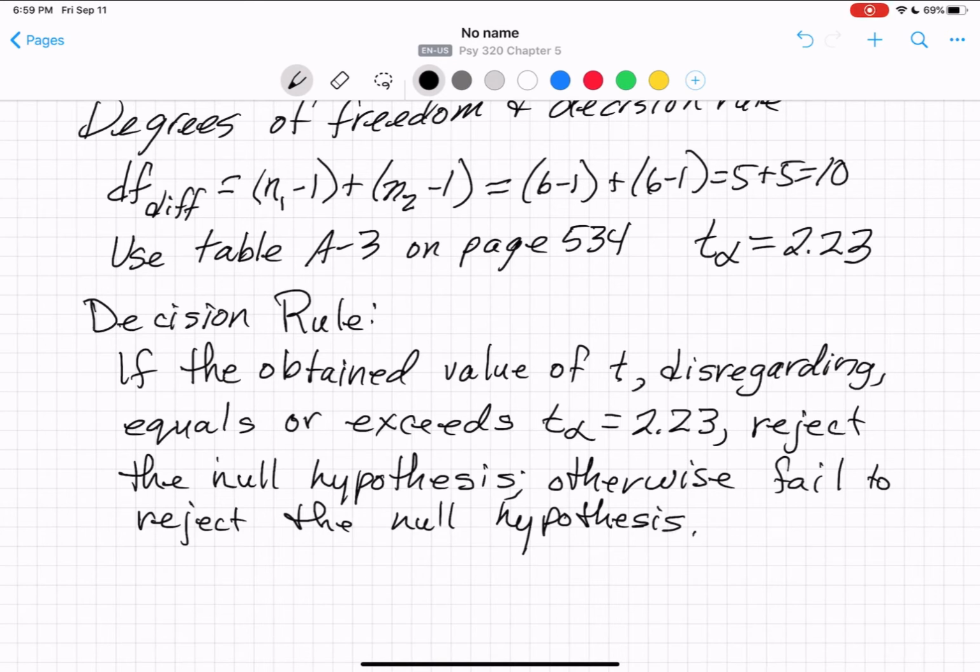So the key difference, besides talking about t instead of F, is, whoops, I forgot the word sign. Disregarding sign. Okay, so that's the key thing. So if the obtained value of t, disregarding sign, equals or exceeds t alpha equals 2.23, reject the null hypothesis, otherwise fail to reject the null hypothesis. So the key difference is this disregarding sign part, and of course that we're talking about a t rather than an F, okay?